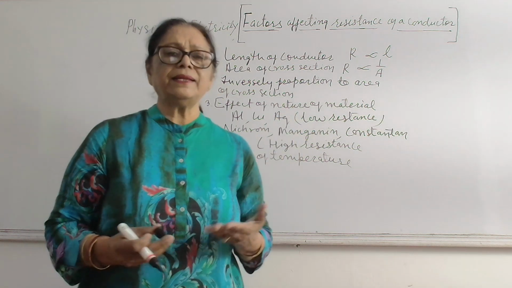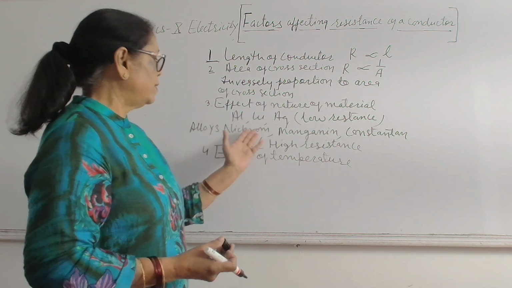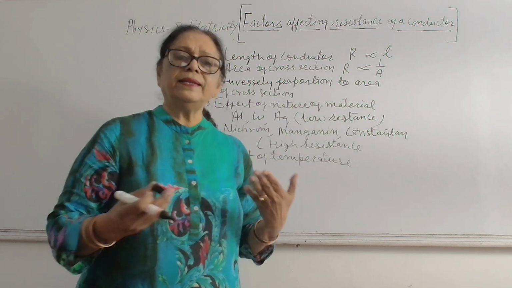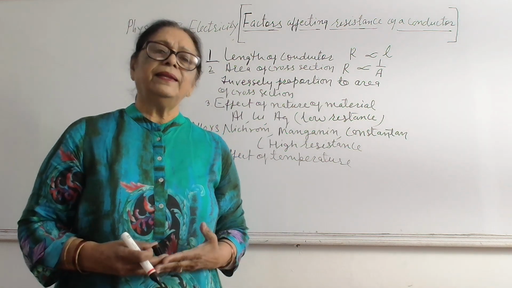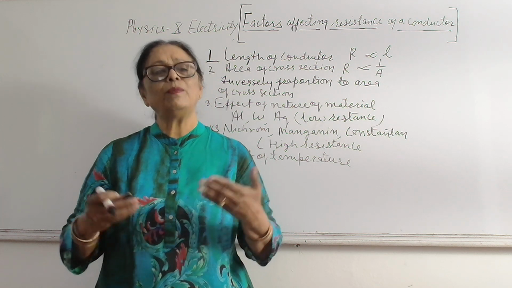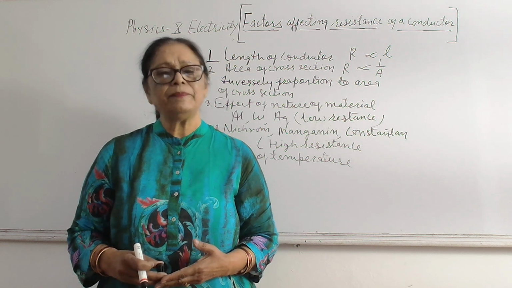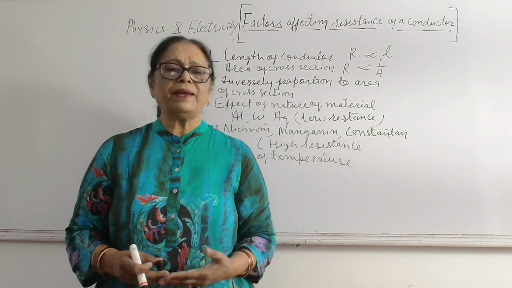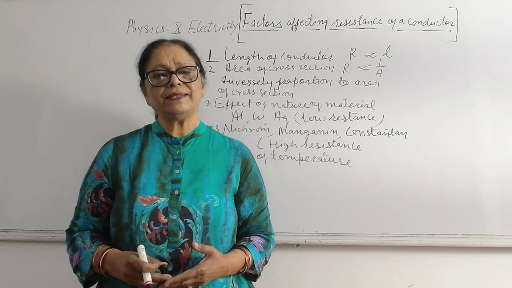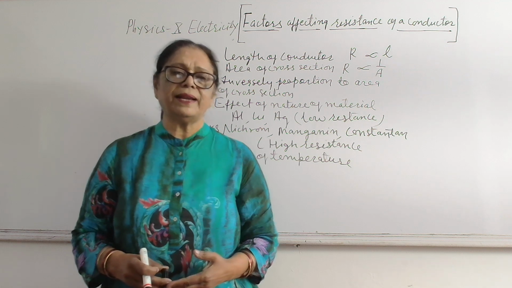On the other hand, there are some alloys where we can have nichrome, manganese and constantan. These are some of the alloys, naturally they are having high resistance. Actually हम उनको बनाते ही ऐसे हैं to increase their resistance. So alloys have high resistance, and the pure metals like copper, aluminium are having low resistance and they are good conductors of electricity. Silver is the best conductor of electricity. Lead is the poorest conductor of electricity.